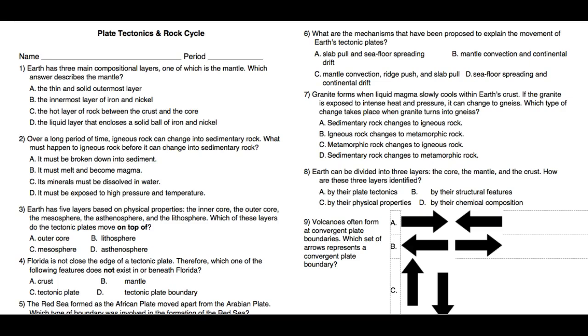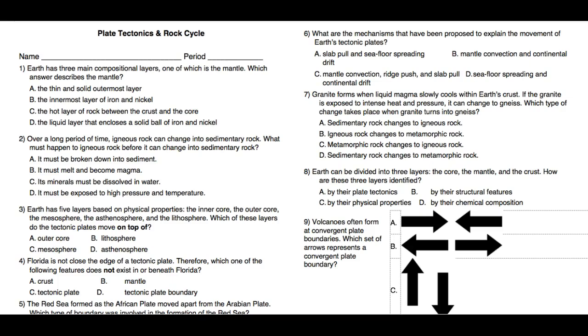Number 1. Earth has three main compositional layers, one of which is the mantle. Which answer describes the mantle? A. The thin and solid outermost layer. B. The innermost layer of iron and nickel. C. The hot layer of rock between the crust and the core. D. The liquid layer that encloses a solid ball of iron and nickel.